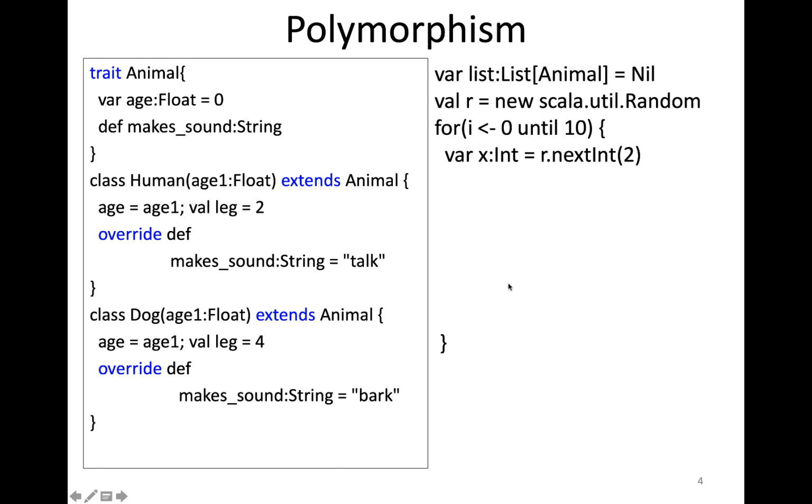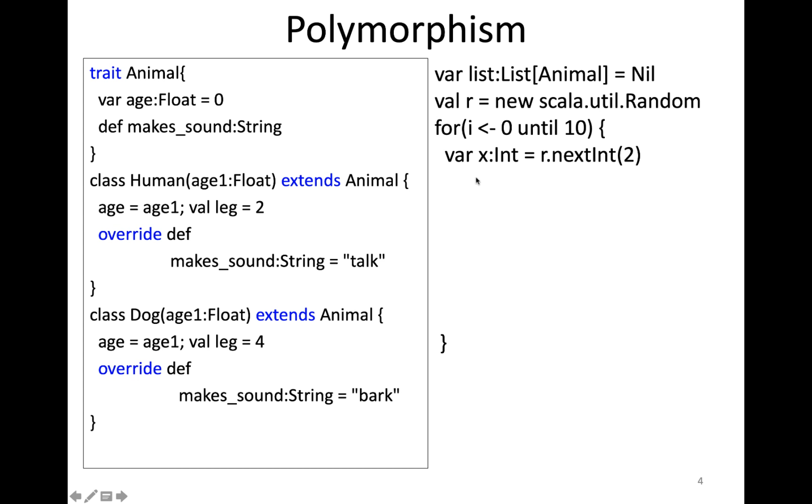Now let's do an exercise. Let's create a list of animals. First, initialize the list. In Scala, Nil means a list which has no element. So first the list is Nil. Then get a random variable. It's basically a utility available in the Scala library. So get a random class, and then run a for loop which iterates maybe 10 times to create 10 animals.